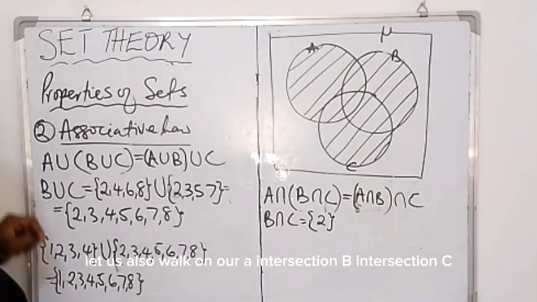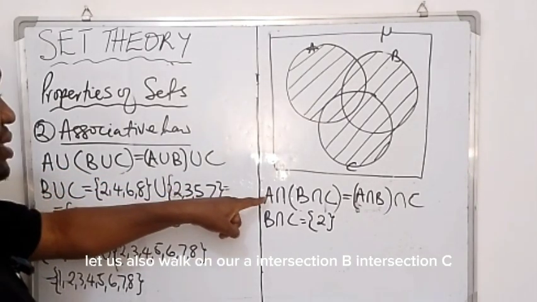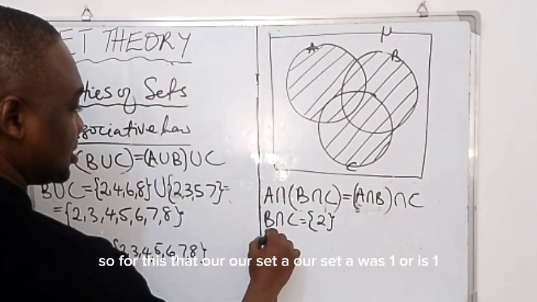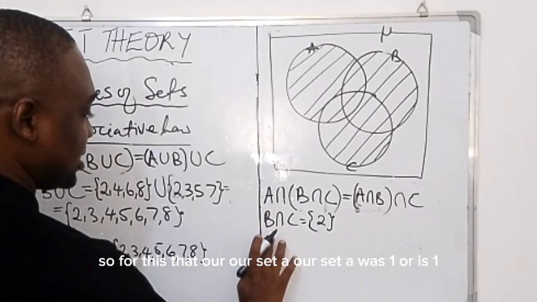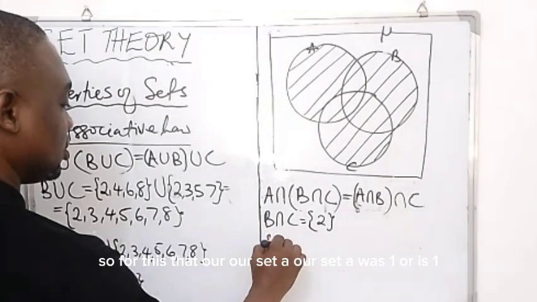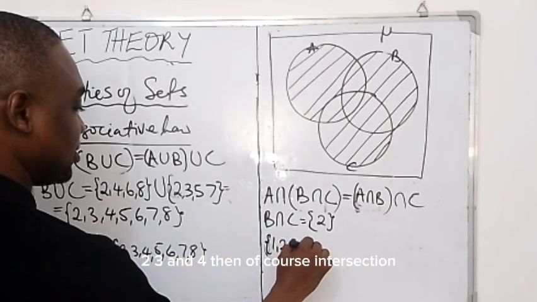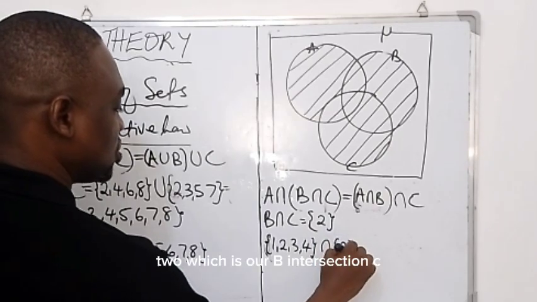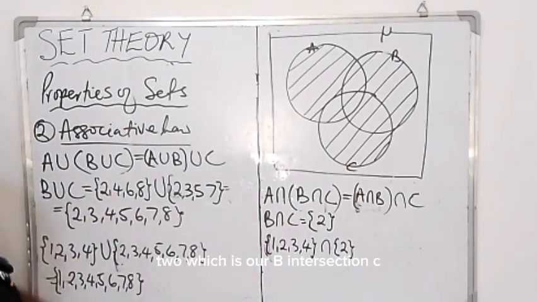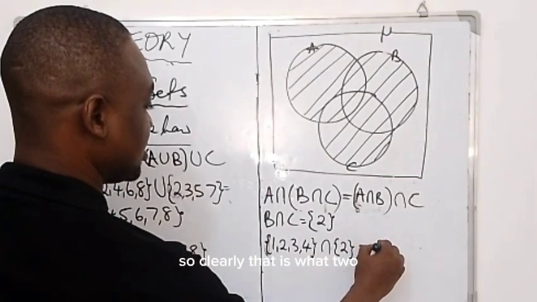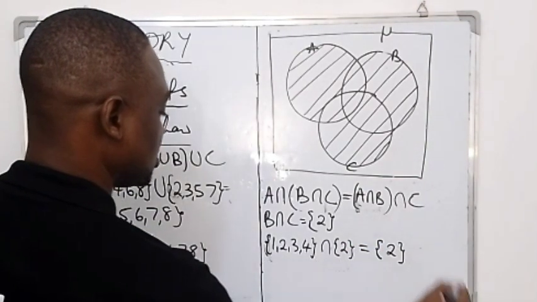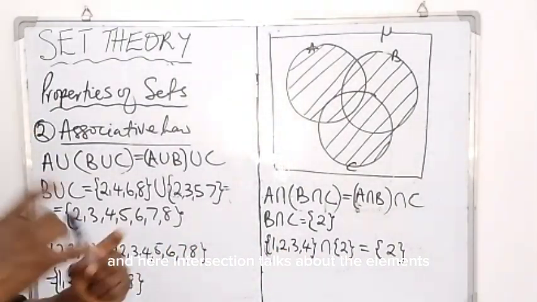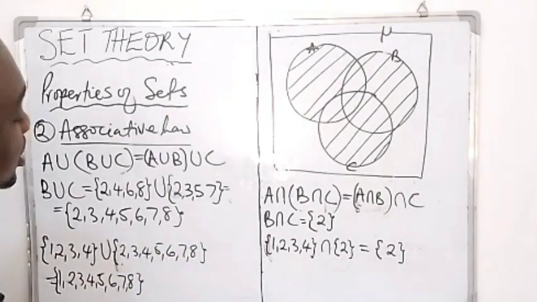Having gotten that, let us also work on our A intersection B intersection C. For this, our set A is 1, 2, 3, and 4. Then of course intersection 2, which is our B intersection C. So clearly that is what? 2. Because only 2 is here and here. Intersection talks about the element that is common to the 2 sets. So that's what we have.